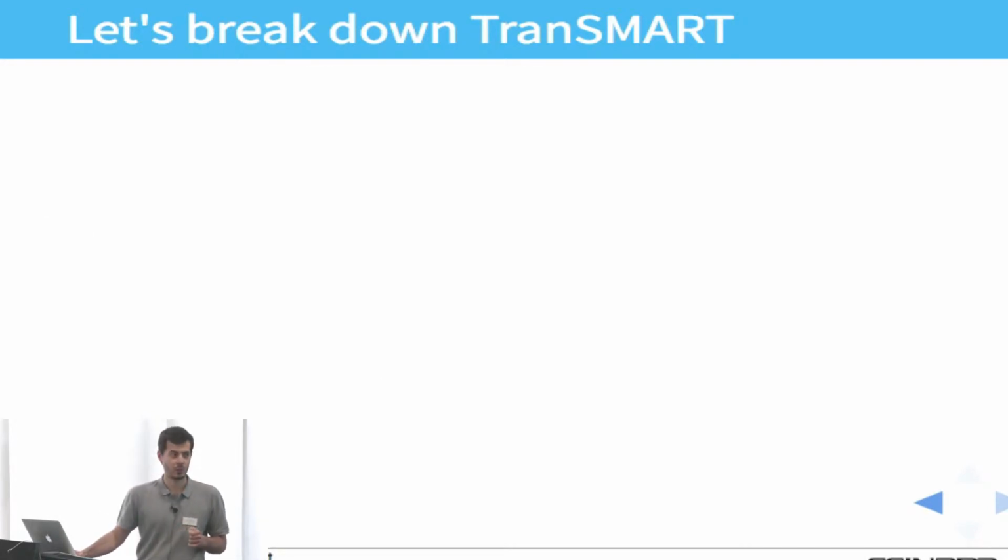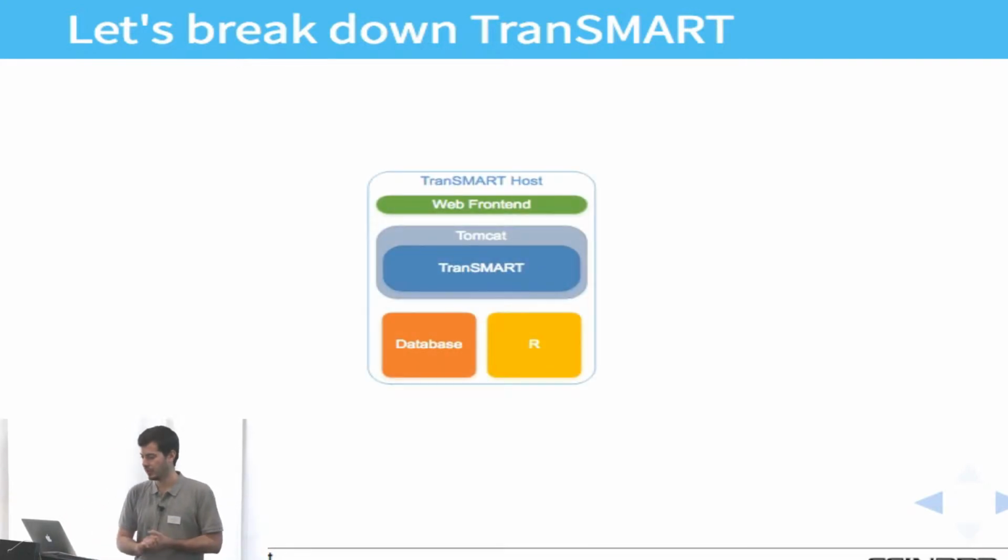So to do this, we had to break down Transmart in a nice way. That's what we started with, basically. This is the Transmart application ecosystem. You've got the main Transmart application in the middle of this scheme, running on Tomcat. You've got the databases, where the data is actually stored. You've got the R computation engine, to which Transmart offloads a lot of its work. And you of course have a web front end that the users access.